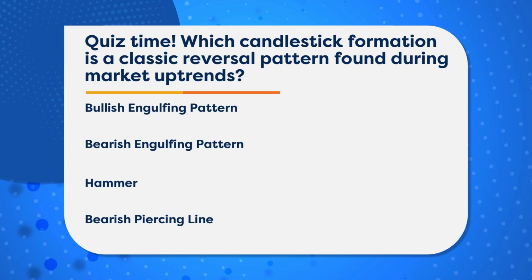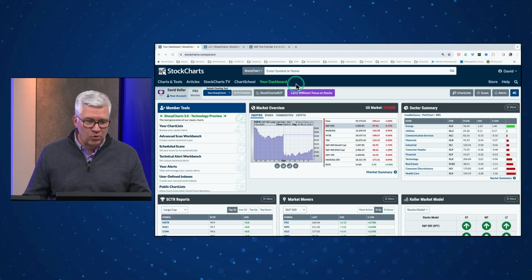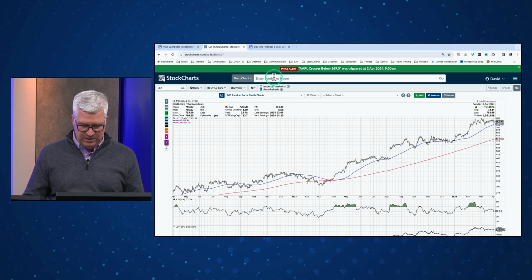The correct answer is bearish engulfing pattern. What's interesting is the other three actually only happen in downtrends, right? So a bullish engulfing pattern, a hammer, a bullish piercing line, part of those candlestick patterns is the trend leading into the pattern. That was one of the big things I learned when I was studying for the CMT exams years ago. By the way, if you want to learn more about candle patterns like the bearish engulfing pattern, you need to go to our chart school, which is a free portion of our website.